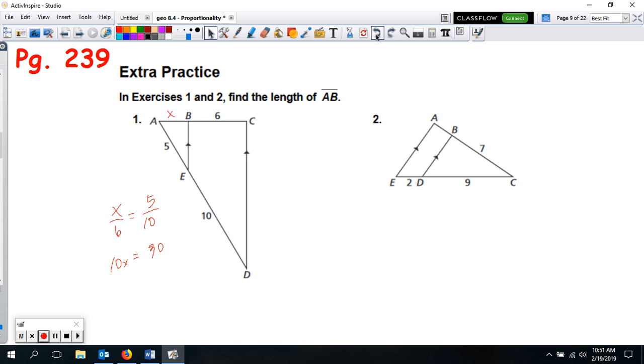So 10x now equals 30. And then divide by 10 so we can see that x is equal to 3. And so we could say that AB is equal to 3. So the length of AB is 3.